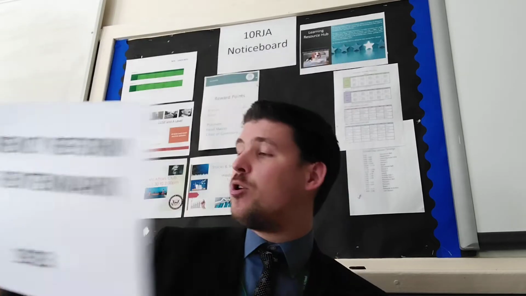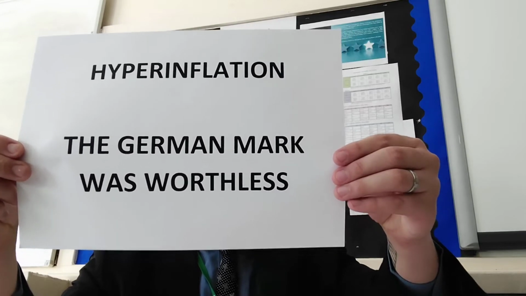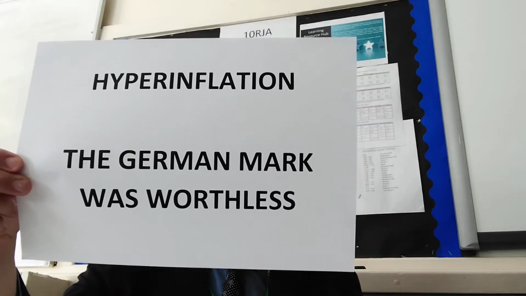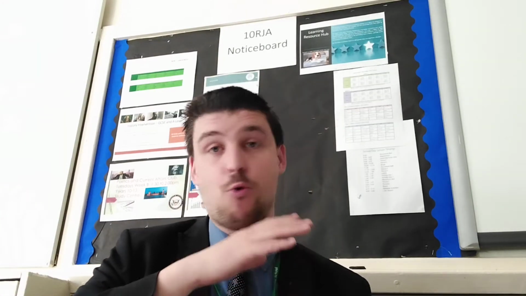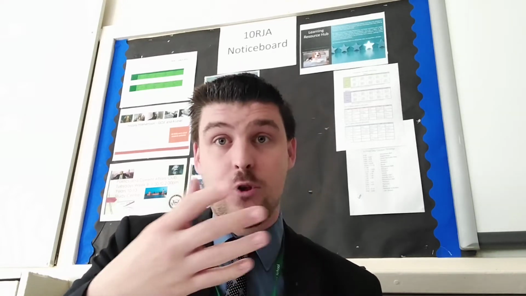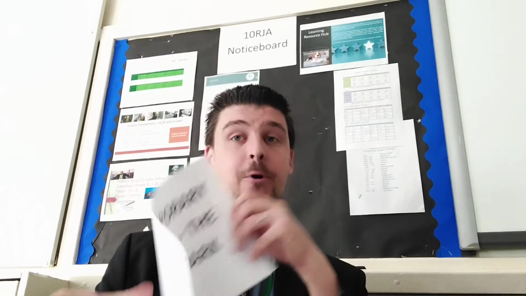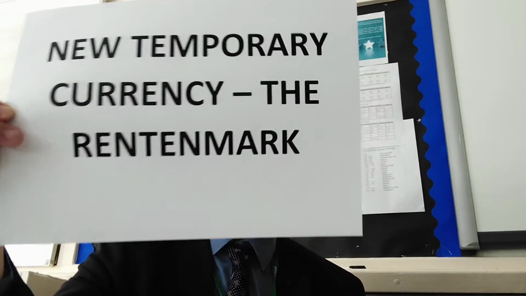So if you cast your mind back to Germany in the early 1920s, there was a huge issue with hyperinflation. Essentially, if you remember about the hyperinflation, the German mark is essentially worthless. So what Stresemann does to combat this issue of hyperinflation and the mark being worthless was he scrapped that currency, got rid of it, the German mark, and he replaced it with a new temporary currency. Emphasis on the temporary. A new temporary currency called the Rentenmark.